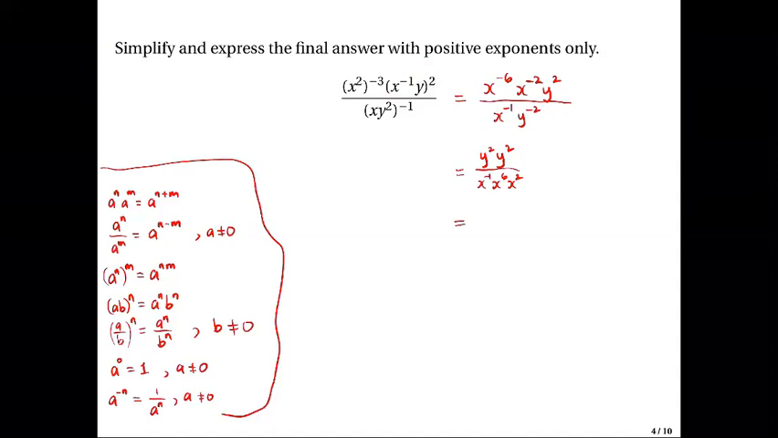So if we simplify everything in the numerator, we have y to the 4, because you just have to add this and this. So that's 2 plus 2. It equals 4. For the denominator, you have x raised to negative 1 plus 6 plus 2. That will be 7. So the denominator is x to the 7. So this is the final expression. Okay.